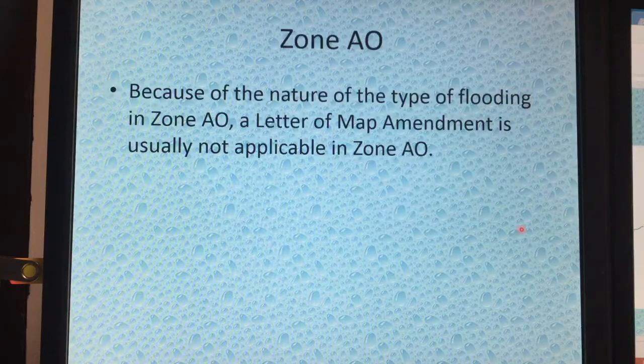Now, because of the nature of the type of flooding in a Zone A and because of the way that the elevations of the flood in Zone A are determined, a letter of map amendment is usually not applicable in a Zone AO floodplain.